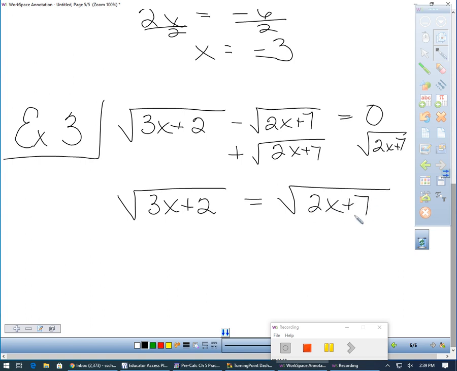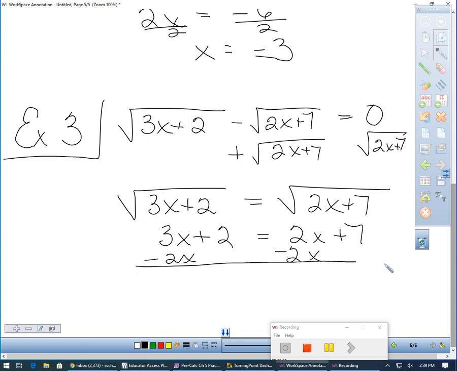So now they're both underneath the same square root, right? So that means we can take their insides and set them equal to each other. So we can take this 3x plus 2 and set it equal to 2x plus 7. And solve our equation. So we subtract 2x to this side. So we get x plus 2 equals 7.